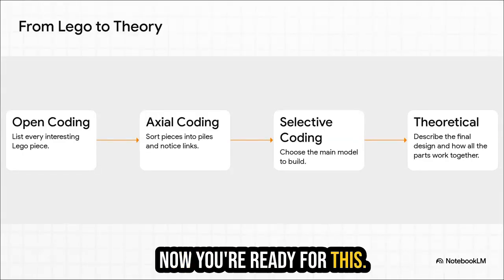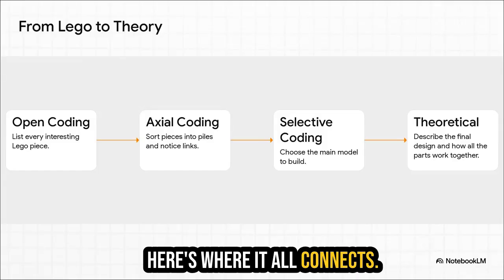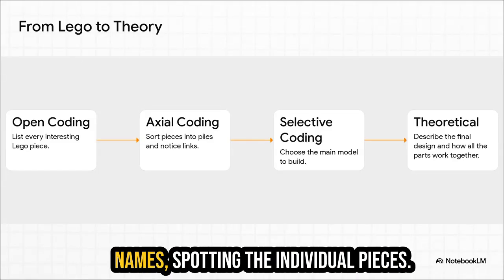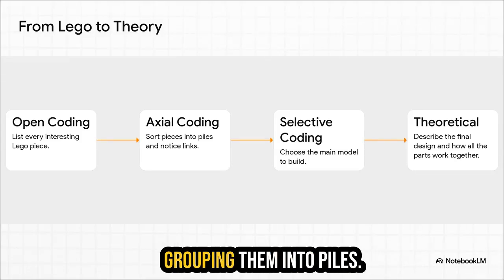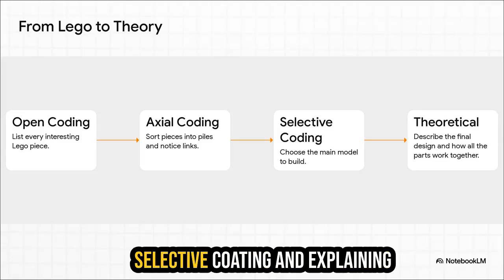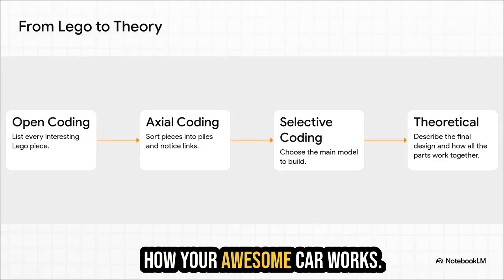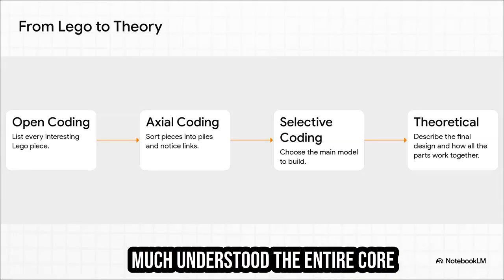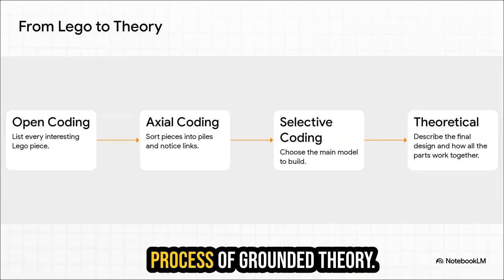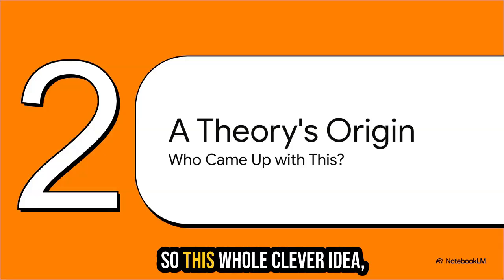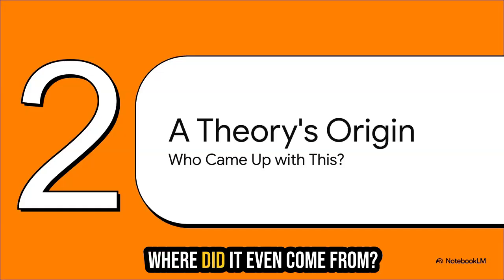Now, you're ready for this? Here's where it all connects. Those simple Lego steps, well, they just have fancy research names. Spotting the individual pieces, that's called open coding. Grouping them into piles, that's axial coding. Deciding you're going to build a car, that's selective coding. And explaining how your awesome car works, you guessed it, that's theoretical coding. And just like that, you've pretty much understood the entire core process of grounded theory. See? Not so scary.